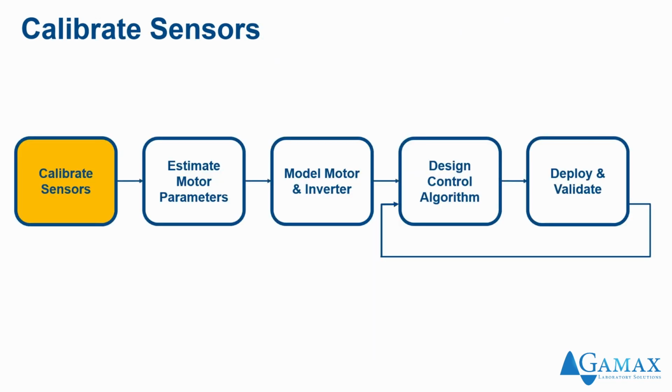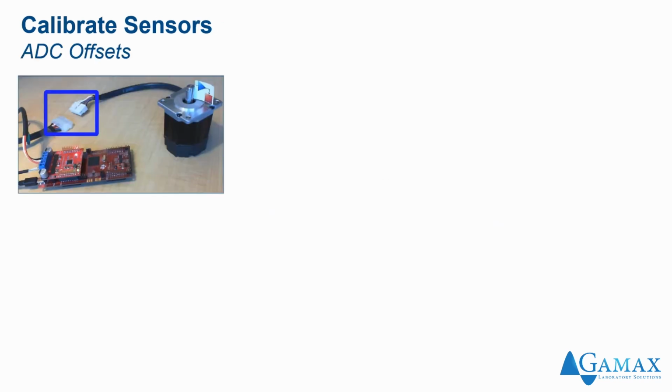The first step of our workflow is to calibrate our sensors. We will start the sensor calibration by measuring phase currents using ADC. Calibrating current offsets is essential to ensure accurate current measurement. With the motor control block set, we provide a reference example for ADC offset calibration. The reference example includes a model that we can generate code from and download to the processor, and then a host model that will control the target.